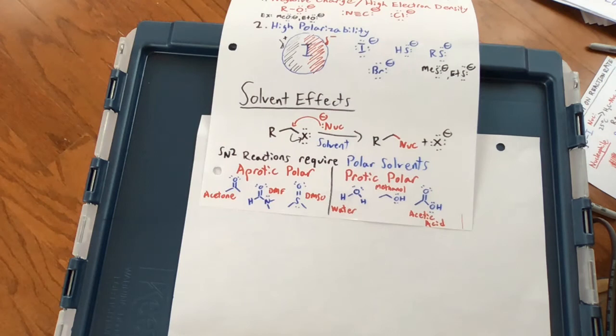And typical protic polar solvents are water, methanol, and acetic acid, among others like ethanol. And aprotic polar solvents are those like acetone, DMF, and DMSO. Those are the ones that we'll probably run into the most in this course.